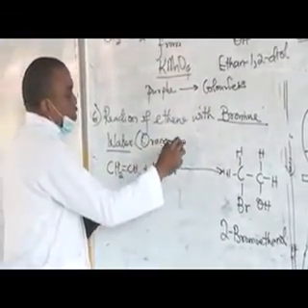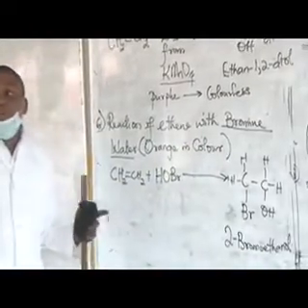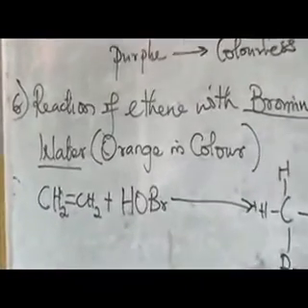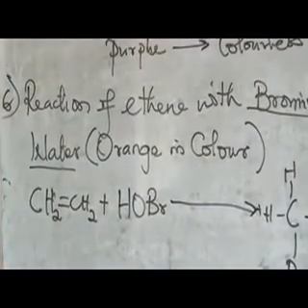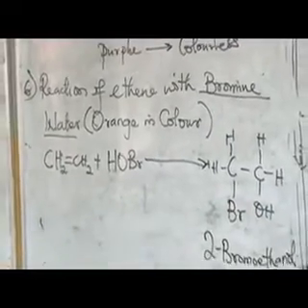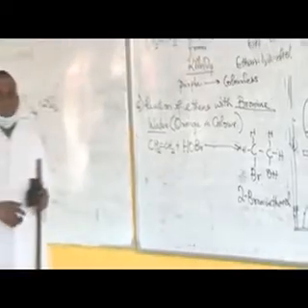It is orange in color. But at the end of this reaction, the bromine water will be decolorized. It becomes colorless. So take note that ethene decolorizes bromine water, and this characteristic of decolorizing bromine water is not just particular to ethene, it's for the unsaturated compounds. The unsaturated compounds decolorize bromine water.